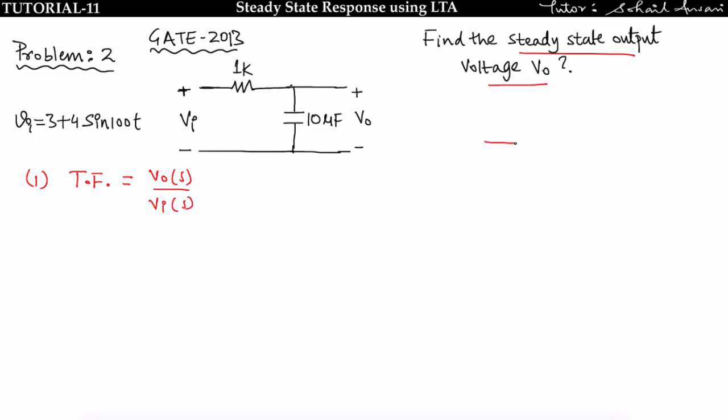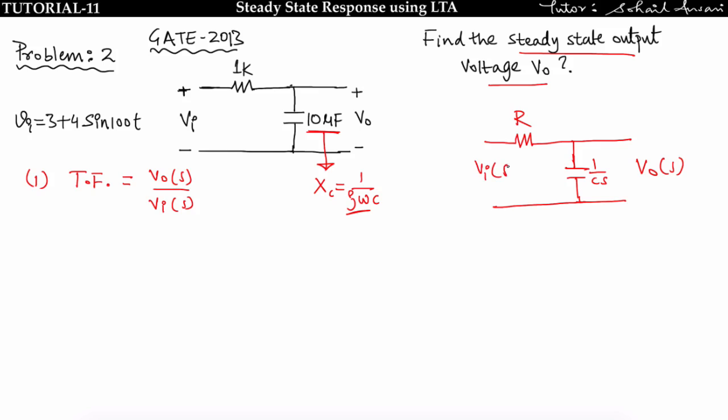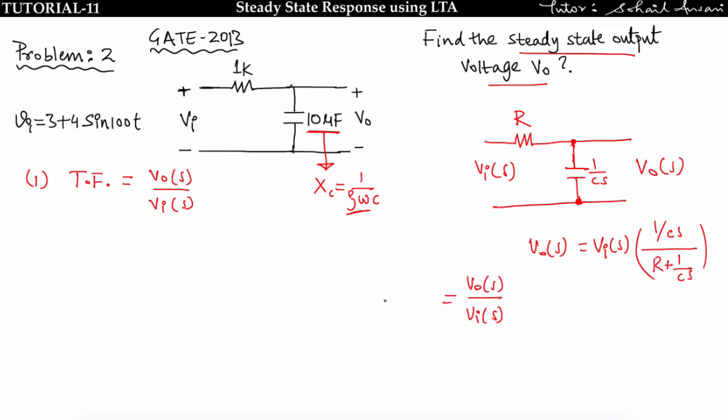So let us convert this circuit into the S domain. You will get R, and this is 1 upon Cs. The capacitive reactance is given by Xc equal to 1 upon j omega C, so put j omega equal to s, you will get 1 upon Cs. This is V0(s), this is Vi(s). Now apply the voltage division rule. V0(s) is given by Vi(s) multiplied by the impedance of the capacitor, 1 upon Cs, divided by the total impedance R plus 1 upon Cs. So you will get the transfer function V0(s) upon Vi(s) equal to 1 upon 1 plus RCs.